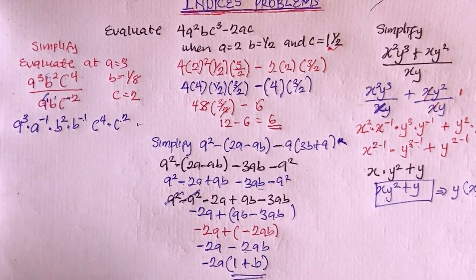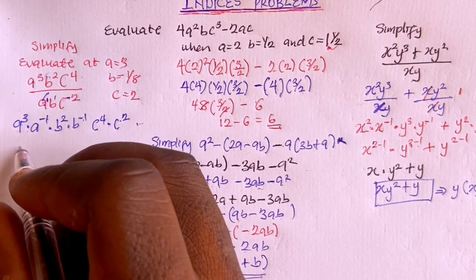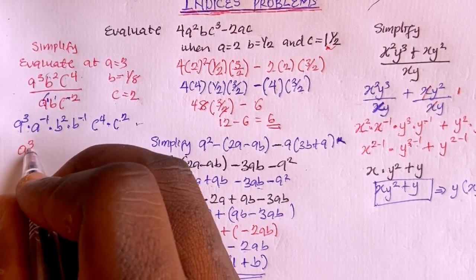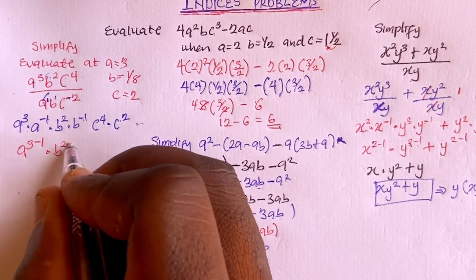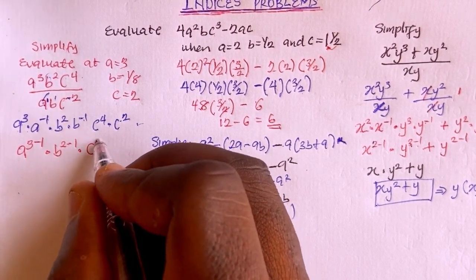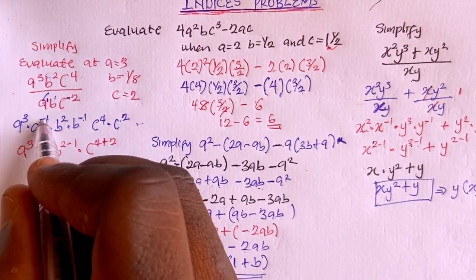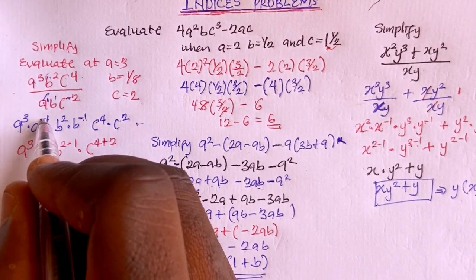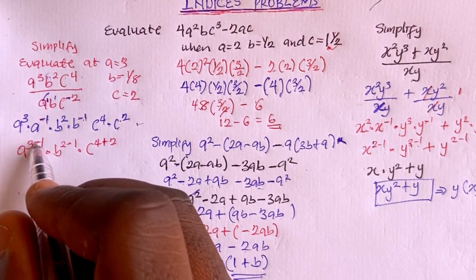Now what I'm going to do is simplify this. Since both of them have the same base, I'm going to have a raised power 3 minus 1, multiplied by b raised power 2 minus 1, then multiplied by c raised power 4 plus 2. The reason why all these are minus is because the power here was actually negative. That's why I'm taking them as minus 1.